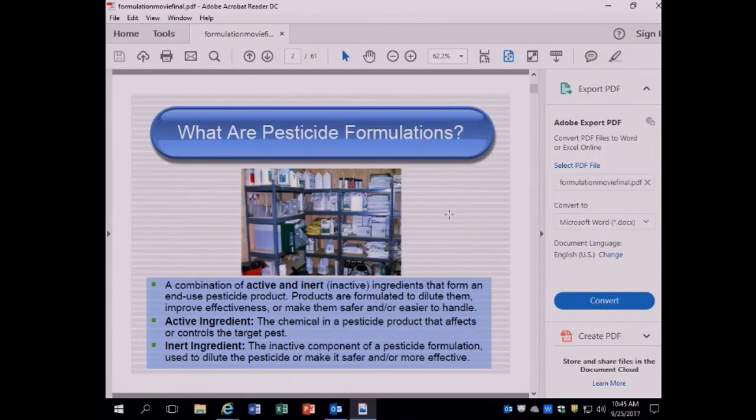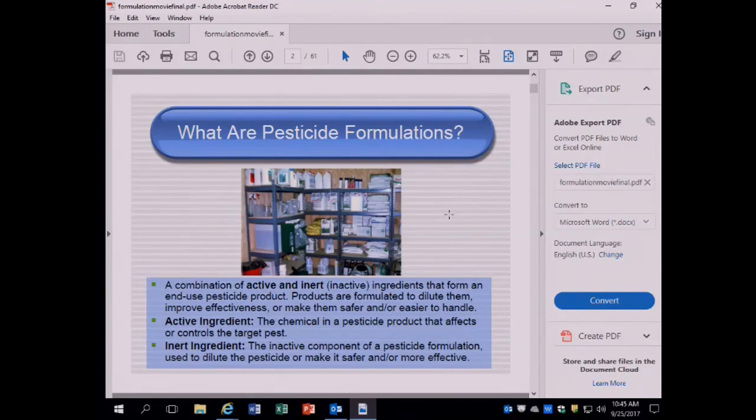The active ingredient is the chemical in a pesticide product that affects or controls the agent. We talked about that when we were talking about the others. And the inert ingredient is the inactive component of the pesticide formulation. If we take this away from the chemical, or from the spray industry or ag chemical industry, and relate it to fertilizers, most all of you are familiar with a bag of fertilizer.